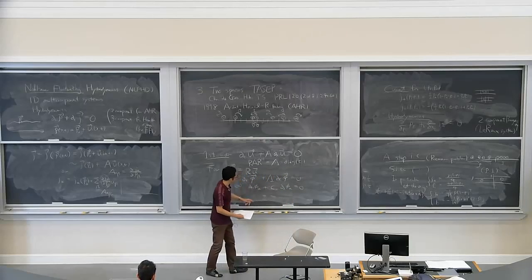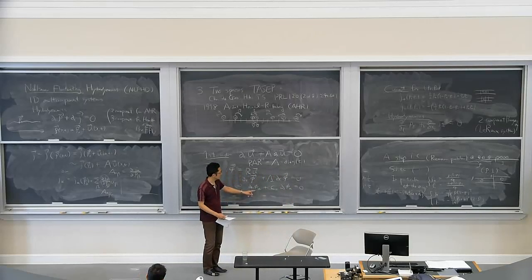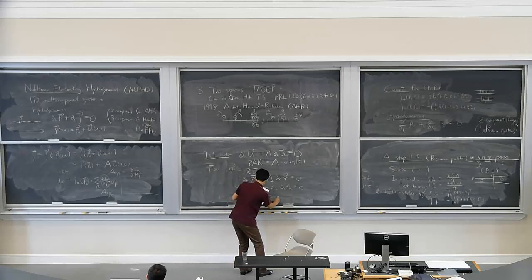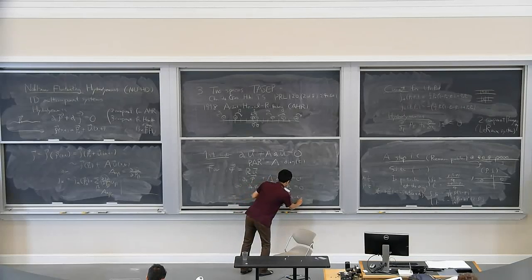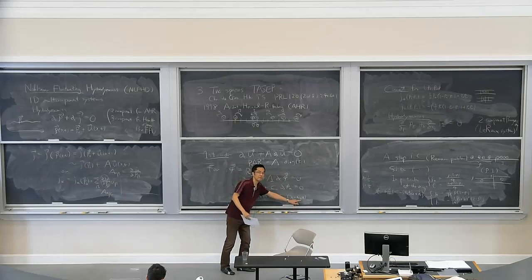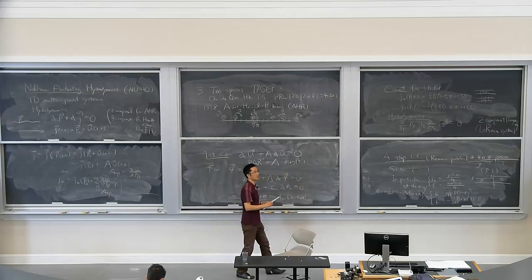In components, the equation looks like this, and you can immediately see that this phi is some function which propagates with a definite speed c_alpha for each component. So they are just moving with speed c_alpha.